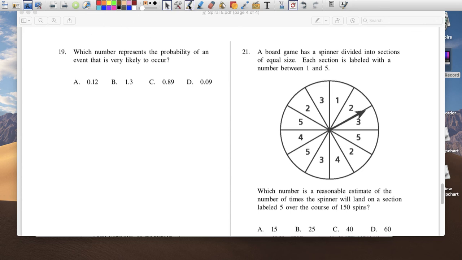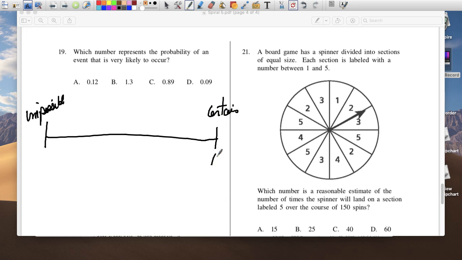Which problem represents the probability of an event that is very likely to occur? So remember, we can represent, so this is impossible. And this is certain, right? So this is 100%, it is. This is 0%. As a fraction, that's 0, and that's 1. As a decimal, or so that's a half, right?